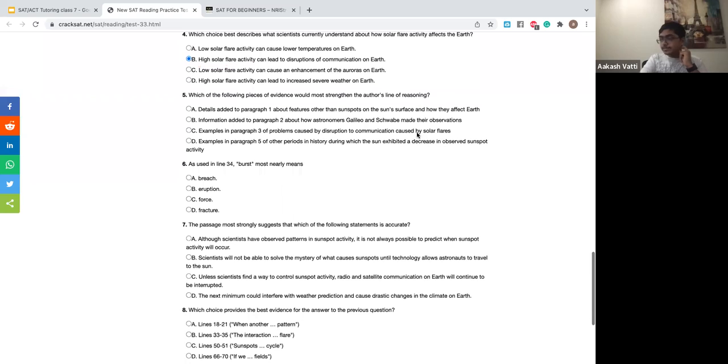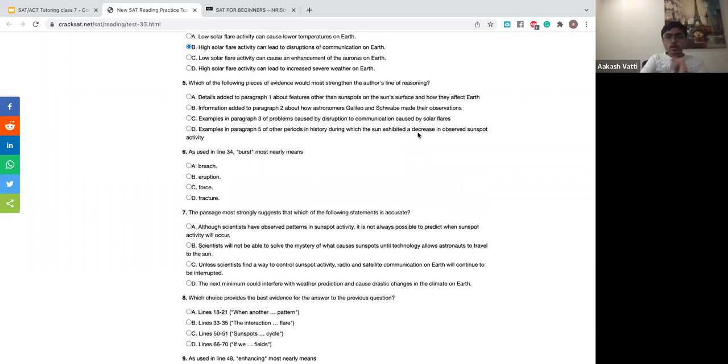All right, 5. Which piece of evidence would most strengthen the author's line of reasoning? A, details added to paragraph 1 about features other than sunspots. Okay, so that is not right. That doesn't affect the author's line of reasoning, which is that solar flares do a whole bunch of stuff and sunspots cause solar flares. Therefore, A can't be the right answer, because we don't want to talk about things other than solar flares and sunspots, because that just disrupts the reader's focus.